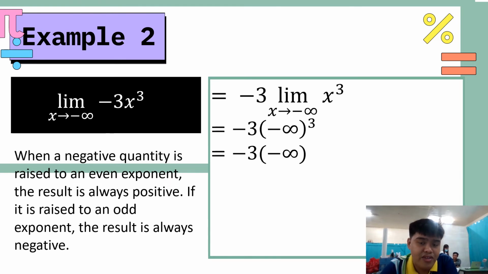Now, negative 3 times negative infinity will result in a positive infinity because a negative times a negative is a positive. So we must remember again the rules on operations of integers, wherein when you multiply values with the same sign, it will always result in a positive result. So the limit of negative 3x cubed as x approaches negative infinity is positive infinity.